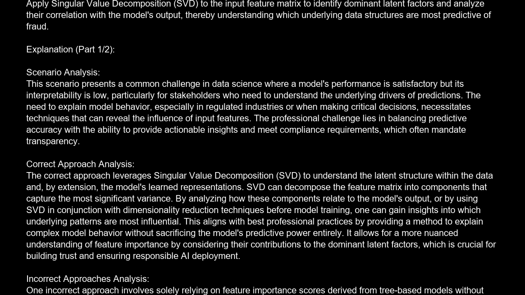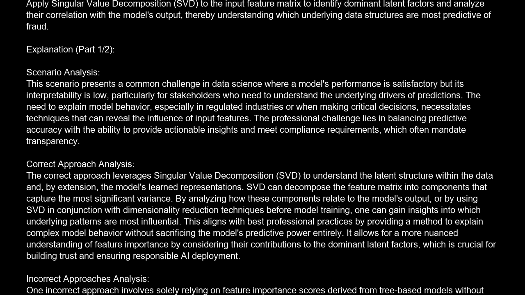Explanation. Scenario analysis. This scenario presents a common challenge in data science where a model's performance is satisfactory, but its interpretability is low, particularly for stakeholders who need to understand the underlying drivers of predictions. The need to explain model behavior, especially in regulated industries or when making critical decisions, necessitates techniques that can reveal the influence of input features. The professional challenge lies in balancing predictive accuracy with the ability to provide actionable insights and meet compliance requirements, which often mandate transparency.